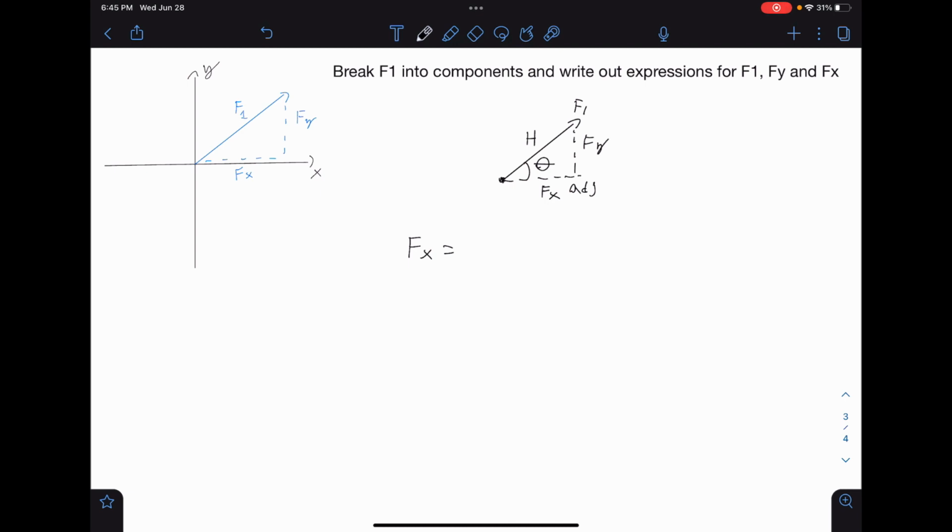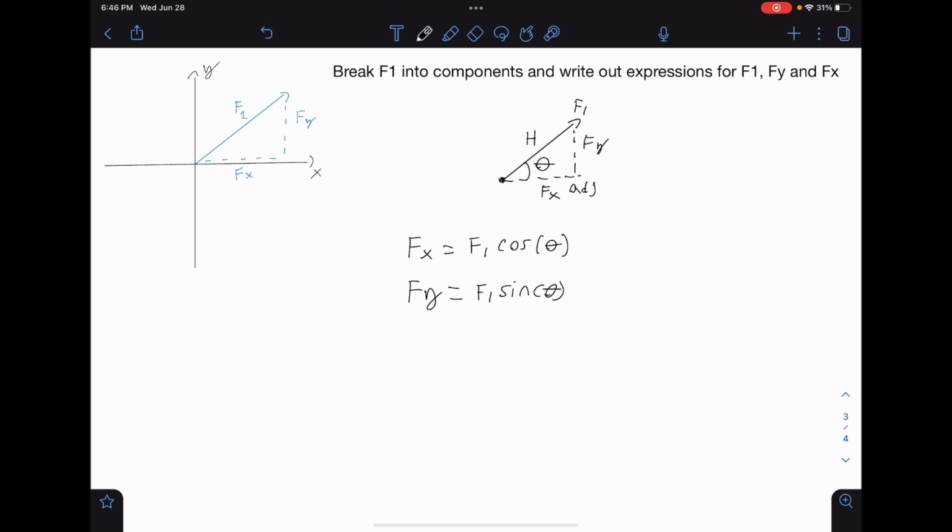So to do this, we need the magnitude of F1 times cosine of theta. And that is our component Fx. Now for Fy, we know that it's opposite, so we're definitely using sine, because opposite over hypotenuse, so we get the magnitude of F1 times the sine of theta.